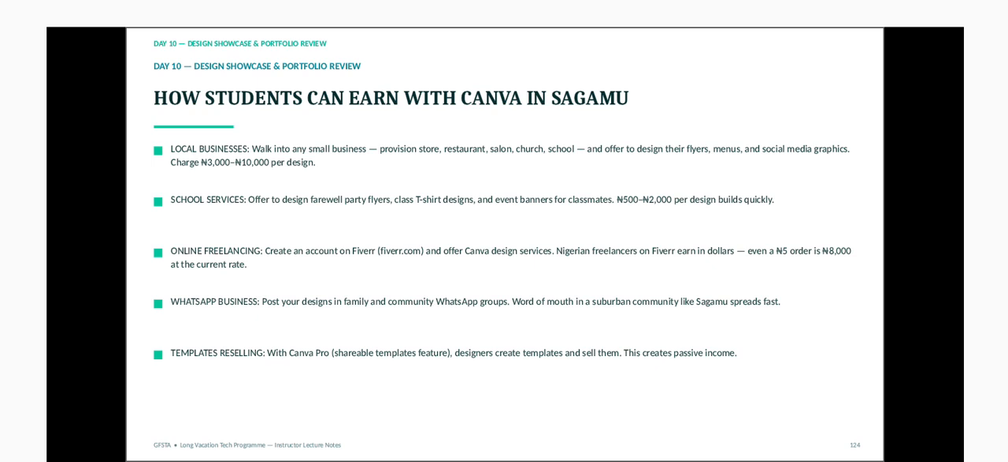Then template reselling. Some designs in Canva are marked pro, and you have to pay before you use that template, which means some people design them, sell them, and make money from it. You can do the same thing with the shareable template feature: designers create templates and sell them. This creates passive income as well. You work once, learn once, and earn continuously. It depends on how you improve your skill.